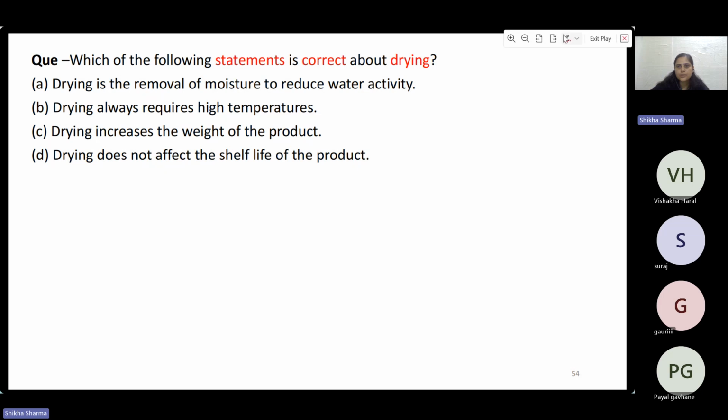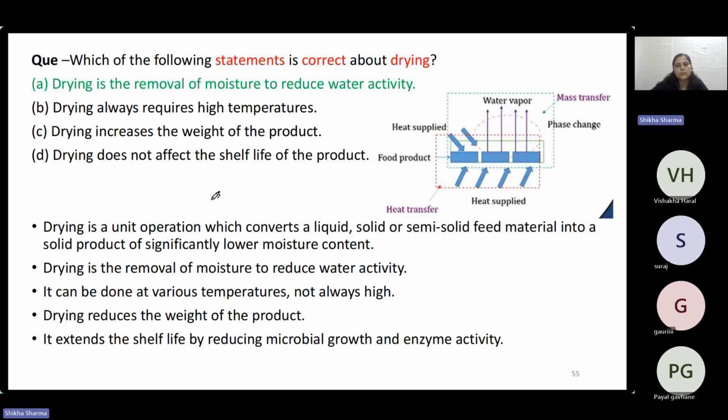So let's discuss drying. Which of the following statements is correct about drying? A: Drying is the removal of moisture to reduce water activity. B: Drying always requires high temperatures. C: Drying increases the weight of the product. D: Drying does not affect the shelf life of the product.